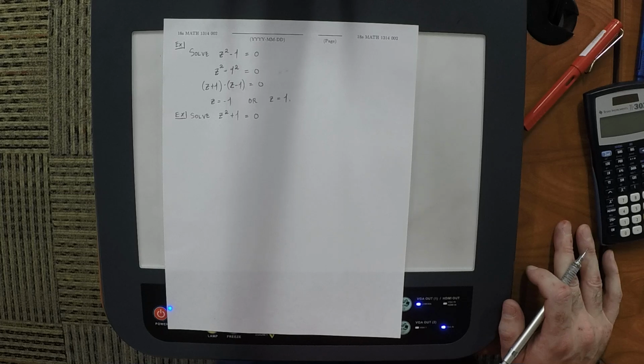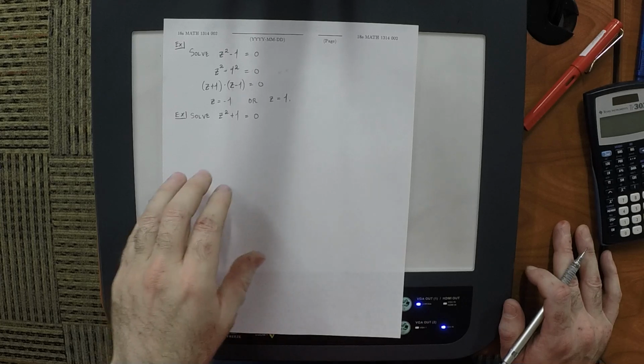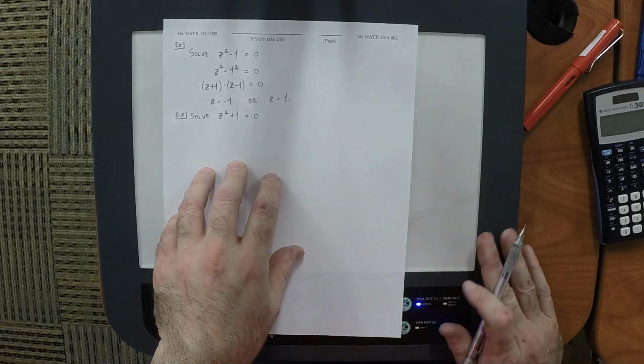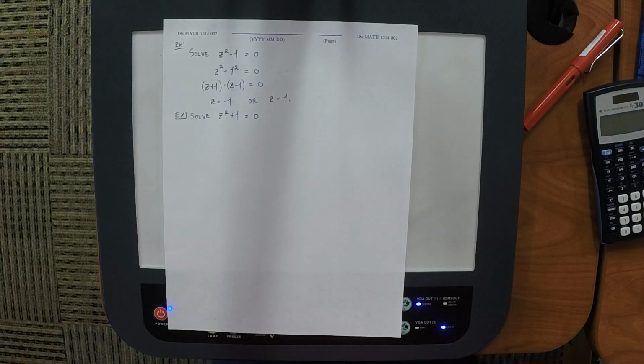Can we? Is it possible to do the difference of squares thingy? Why not? Because it's addition, right? It's not a difference. Won't work.